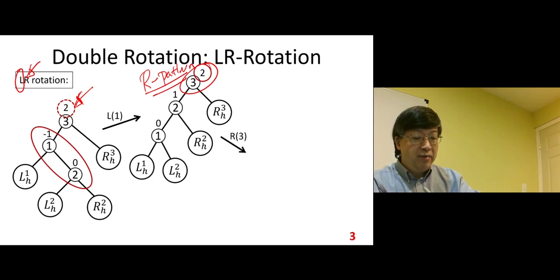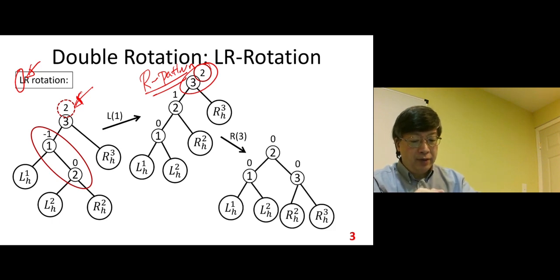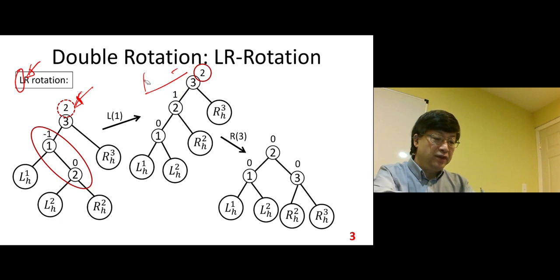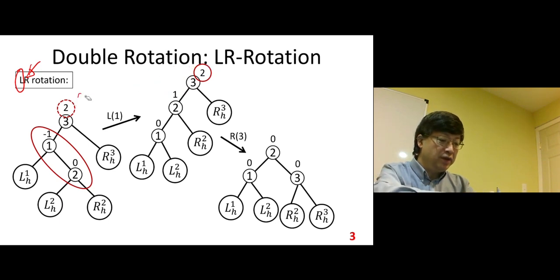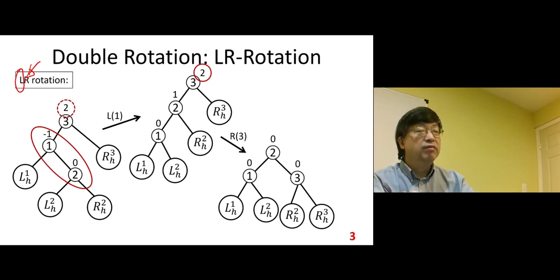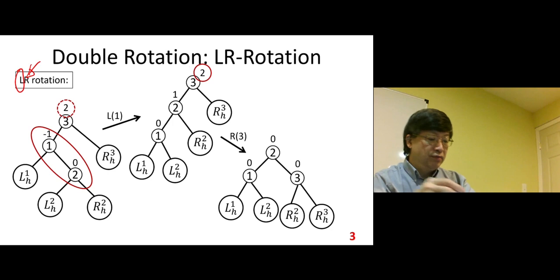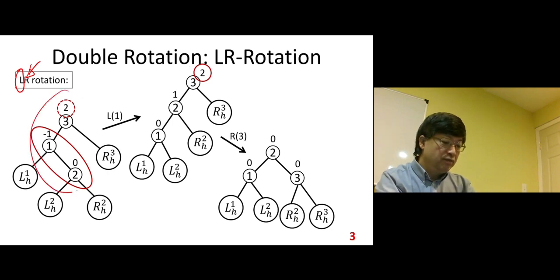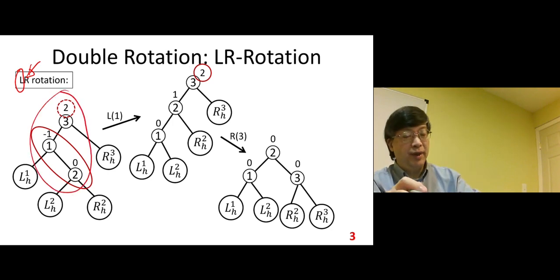This time, R rotation with respect to the bad node 3, we bring it down so we get this structure. Now it's perfect. So we recover it. You can see in these two steps, we can recover the structure. How about that?